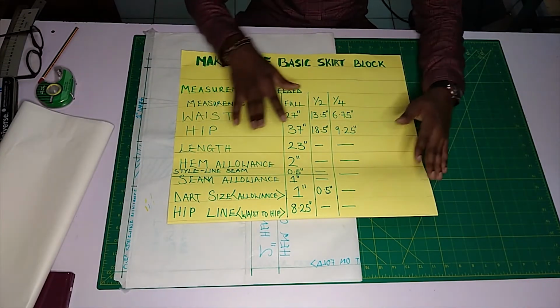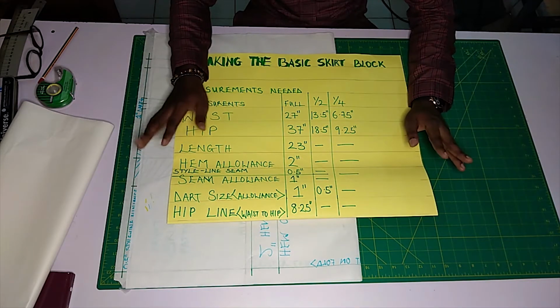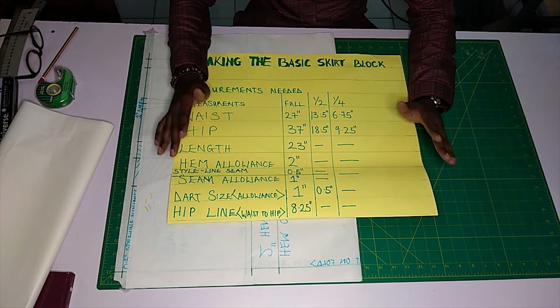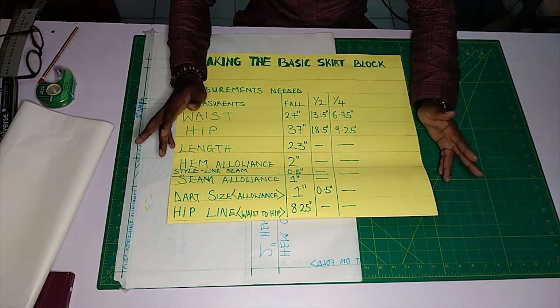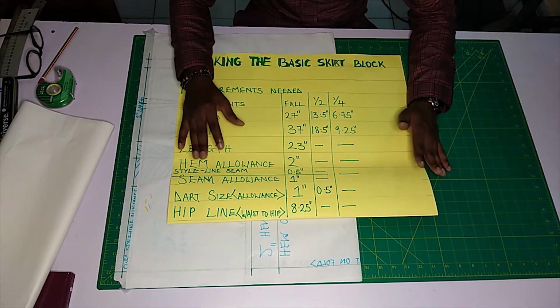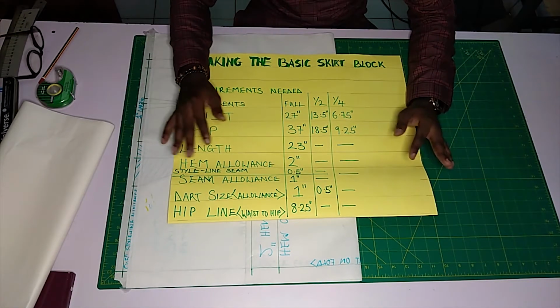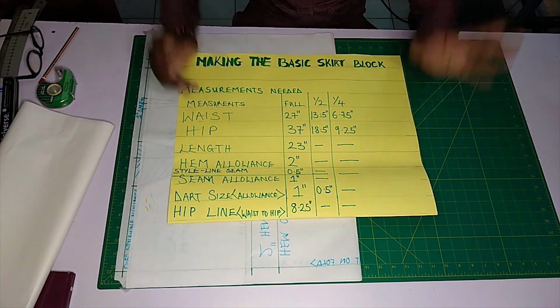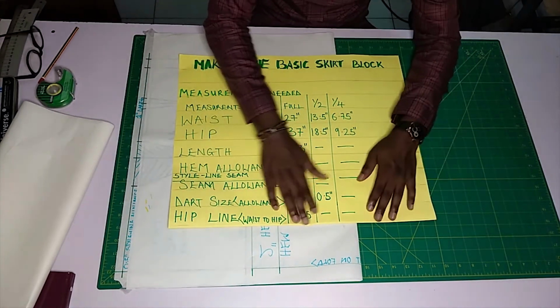Now the basic sketch block is the foundation on which every other sketch design that we will be creating, either for a model or for production, is built. This is where it all starts from. Basically, we take the basic measurements from a model or from a client, and we use them to draft the sketch patterns. So I did this little bit for us so we can see the things that we need.